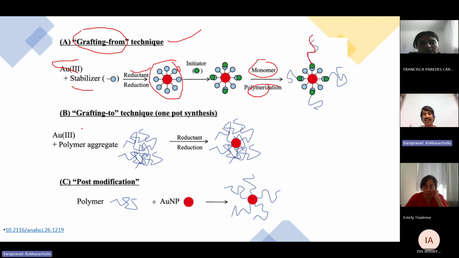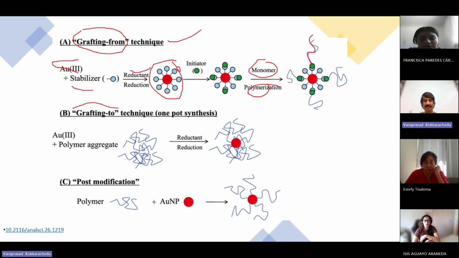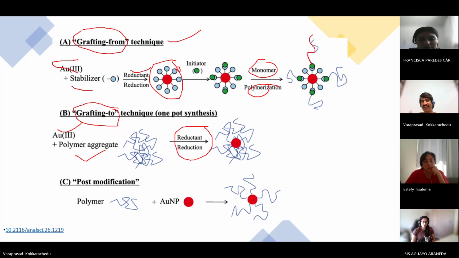And there is also graft-to technology. They take the same gold salt and polymers. They take the monomer directly here, and they take the polymer directly here. They add reducing agents. In the nanoparticle surroundings, the polymers are going to be surrounded. This kind of technique is called graft-to technology.